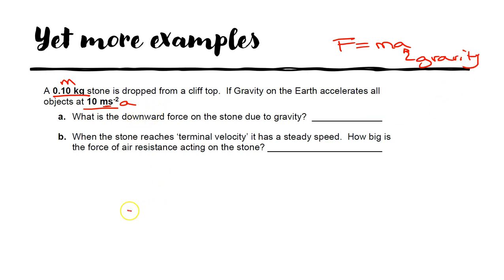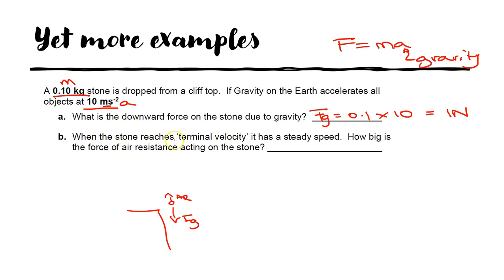Okay, so first things first, diagram. We're going to drop a stone. It's got Fg working on it, and of course we would have air resistance. If it is falling, we know that the net force due to gravity is greater than the air resistance. So what is the downward force on the stone due to gravity? So we're looking for the force due to gravity is going to be the mass, 0.1, multiplied by its acceleration, which is 10 meters per second squared. So the downward force is going to be 1 newton, okay, due to gravity.